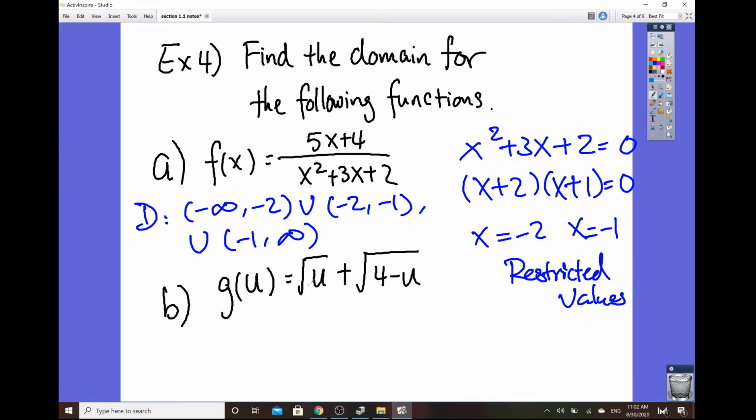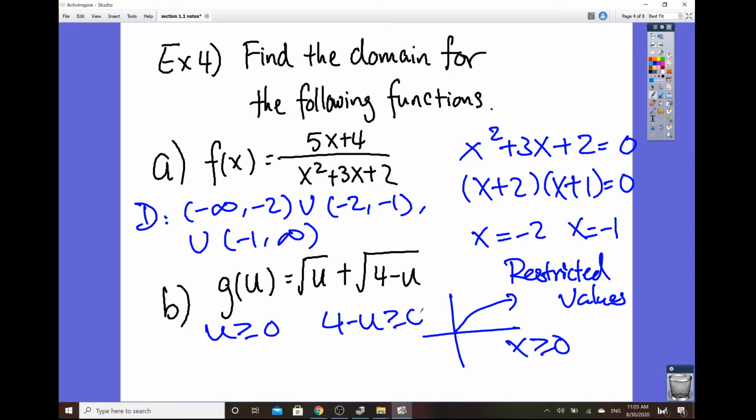And then for the radical function, the parent graph, we do know that the radicand must be greater than or equal to 0. So for the radical term, we just need to set each one of those radicands greater than or equal to 0, so u is greater than or equal to 0, and 4 minus u is greater than or equal to 0. Solve for u in the second inequality, so we do have 4 is greater than or equal to u. In other words, u is less than or equal to 4. Once you set up the domain, the domain for this one is 0 to 4. So this one I put u is less than or equal to 4.